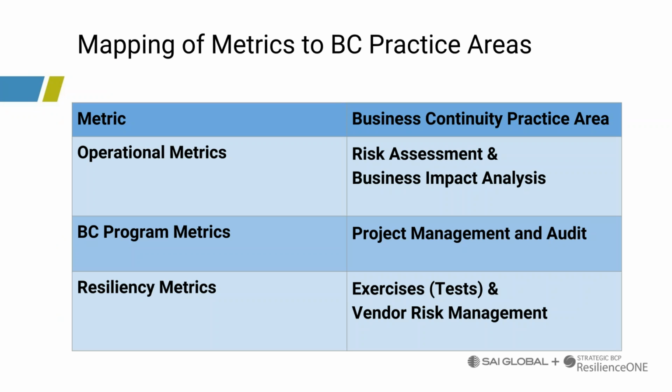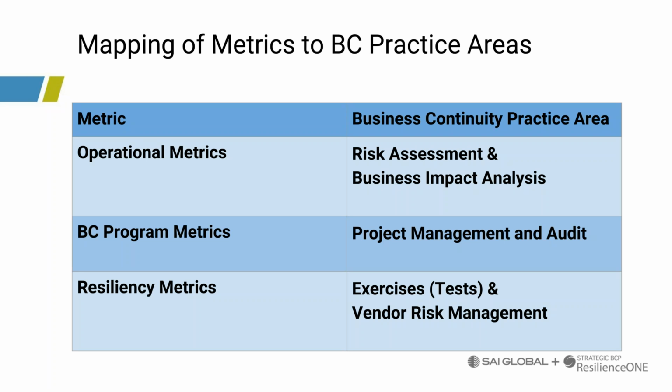In the next slide, I'm going to go over a bit about how we map each of these different metric types to our business continuity practice areas. These are the tasks that we're doing each and every day. When we look at operational metrics, most of those are found within our risk assessment and especially within our business impact analysis. But it's a business impact analysis that's capturing the steps within a business process.